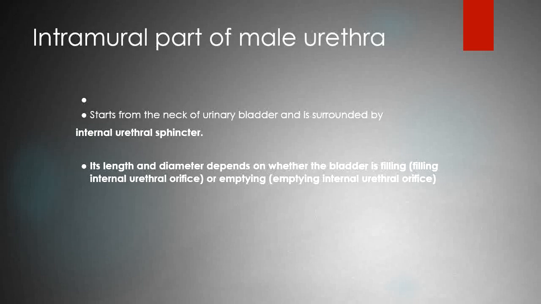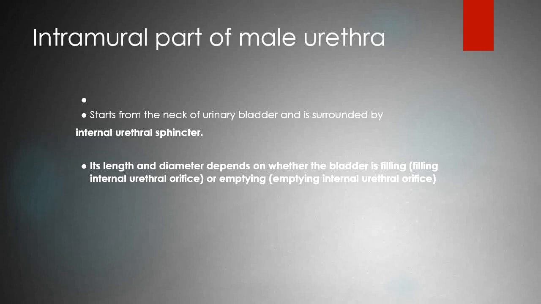First of all, I will explain intramural part or the pre-prostatic urethra. It extends from the neck of the urinary bladder and is surrounded by the internal urethral sphincter. So the length and the diameter depends upon whether the bladder is filling or emptying.